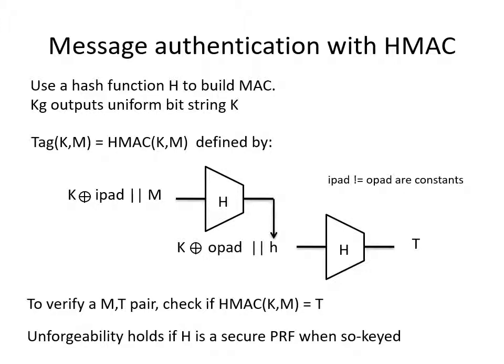So what we do in an official HMAC is we take the random key, XOR it with some pad value, some randomness, and then append the message and run this through this hash function H. We'll take the output of that, prepend it with the key XORed with another pad value, and run it through the hash function again to actually get this tag we're going to call T.